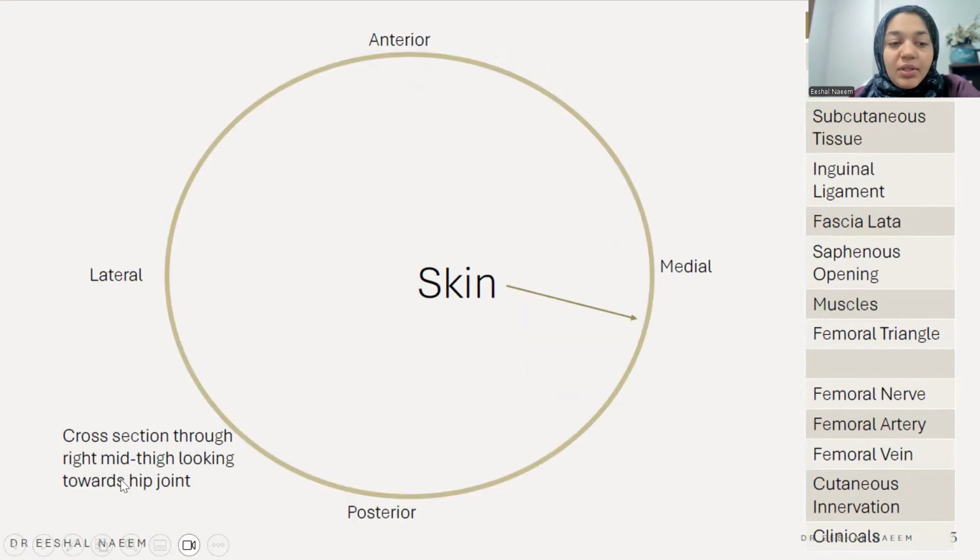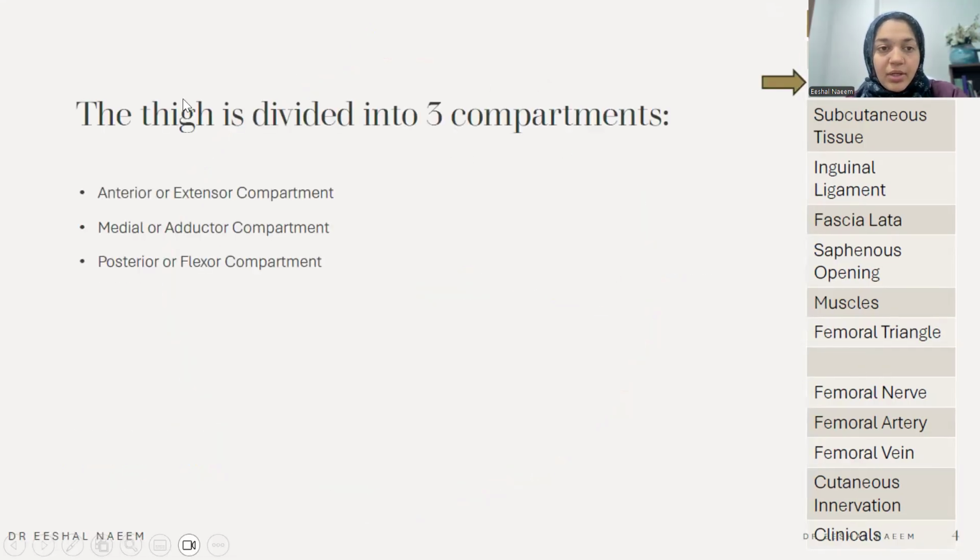As you can see, if you look at a cross section through the right mid thigh, looking towards the hip joint, this is your skin. And you have an anterior area, a posterior area, a lateral area, and a medial area. So we are going to study most of the anterior compartment of the thigh. The thigh itself is divided into three compartments.